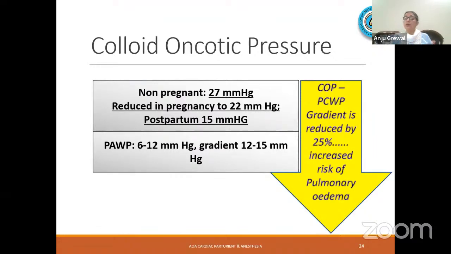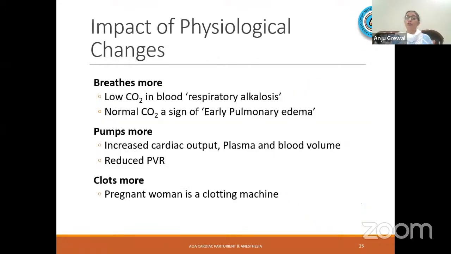Of course, this gets accentuated in conditions like preeclampsia, where there is a vascular permeability also underlying. So what is the impact of physiological changes on a normal mother? Respiratory wise, she breathes more, she has some amount of hyperventilation, which leads to respiratory alkalosis. We know there is a decrease in the functional residual capacity, and she pumps more because there is a hypervolemic state, and therefore there's an increase in cardiac output because of the increase in plasma and blood volume, and there's a consequent increase in the stroke volume and heart rate.